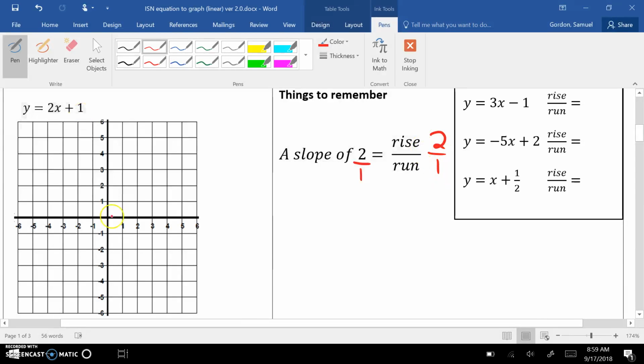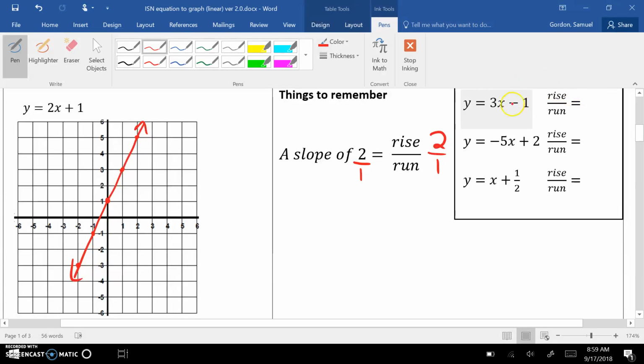Again, I'm going to start at +1, that's my y-intercept, and then I'm going to go up 2 over 1, up 2 over 1. Or I could go down 2 over 1, down 2 over 1, and that is the graph for the second one.